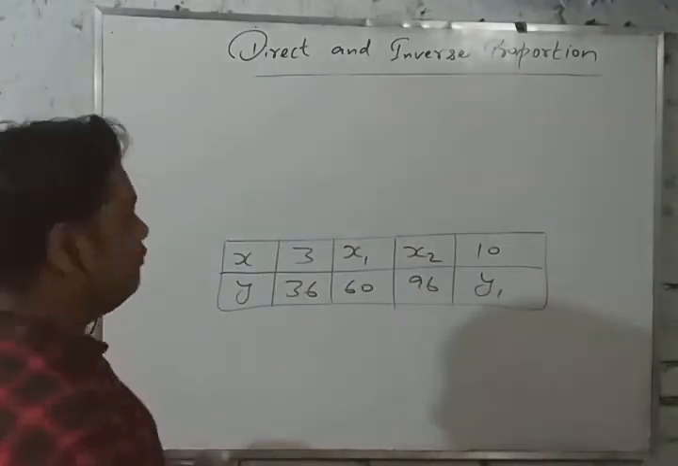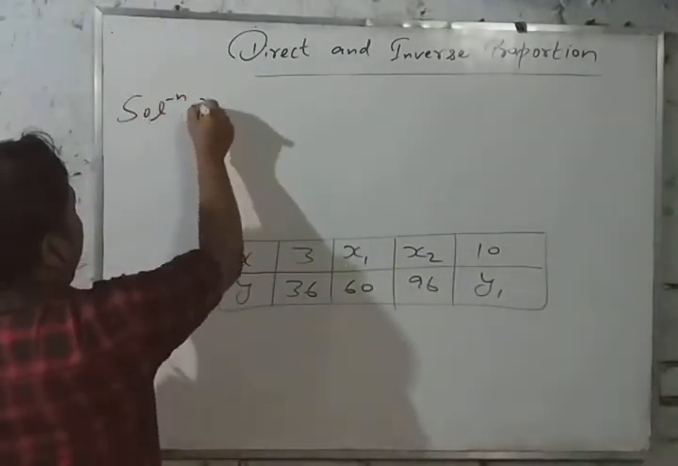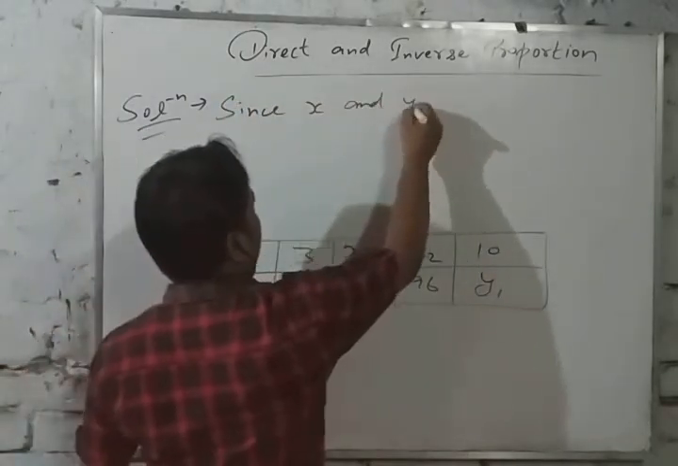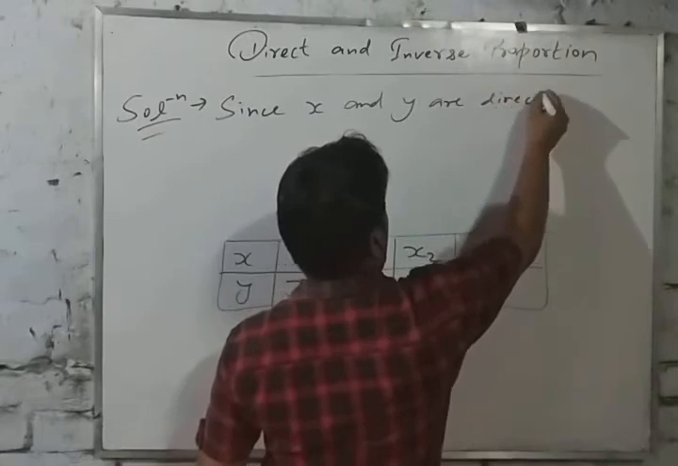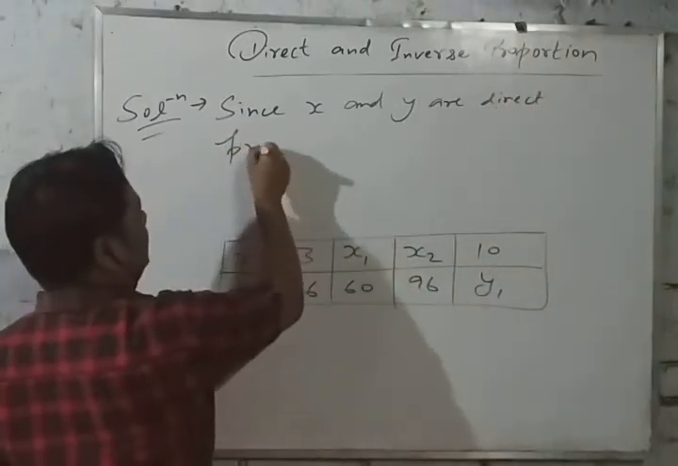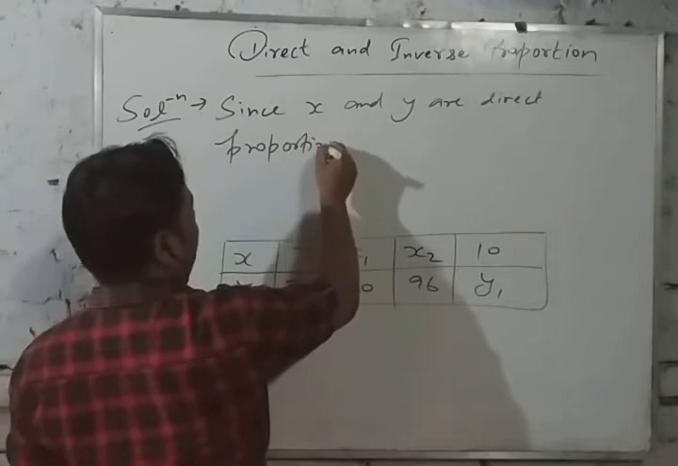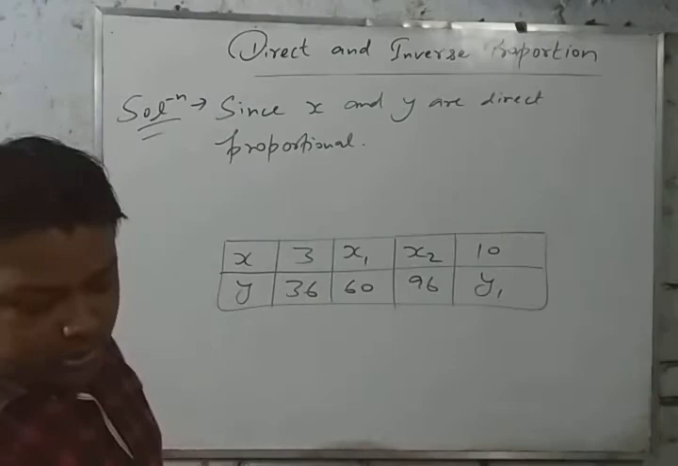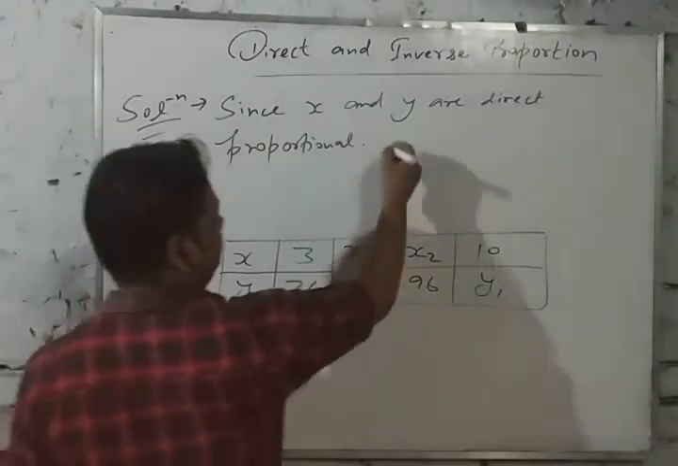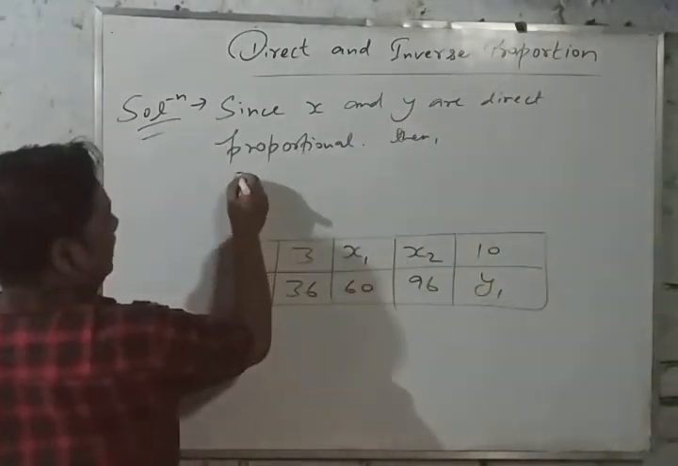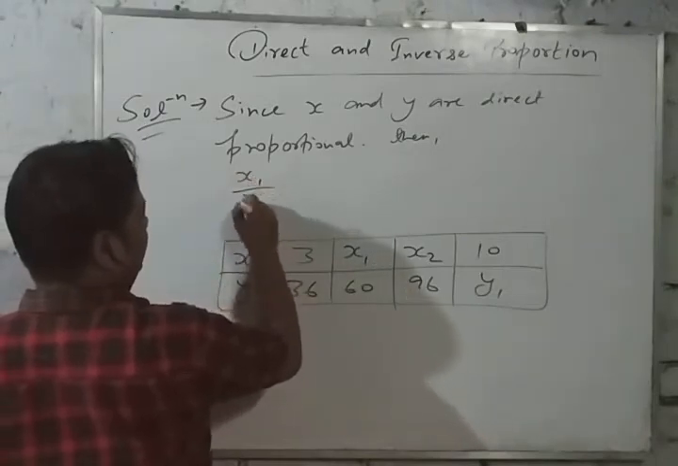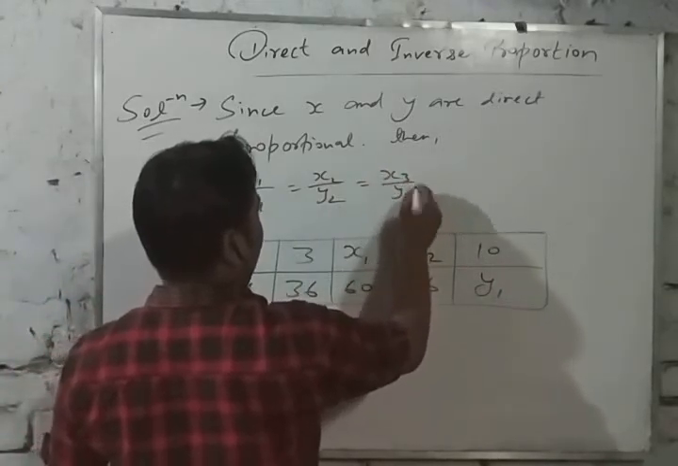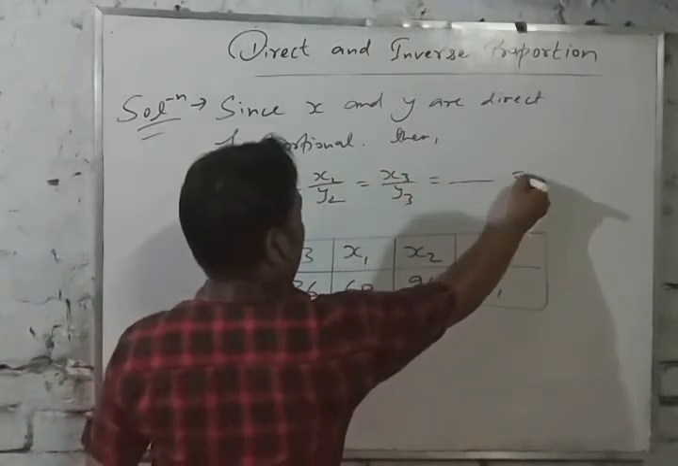Now in the solution, what will we write at first? Since x and y are directly proportional, we have to write this statement in every question. Since x and y are directly proportional, it means x1 by y1 is equal to x2 by y2 is equal to x3 by y3 for some value of k.